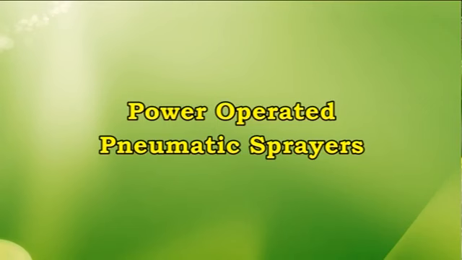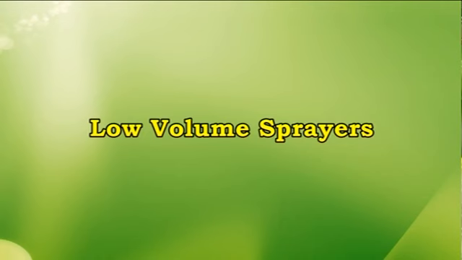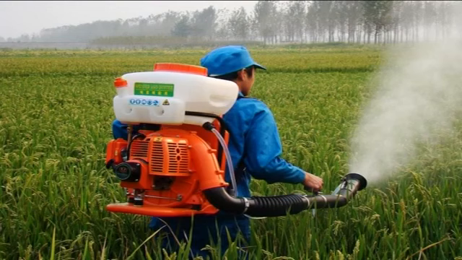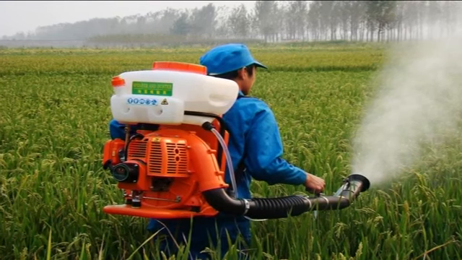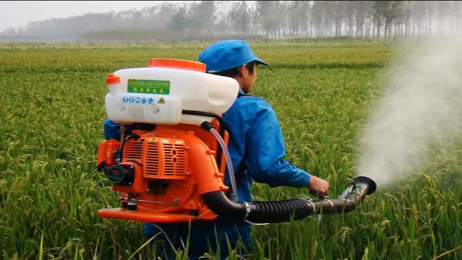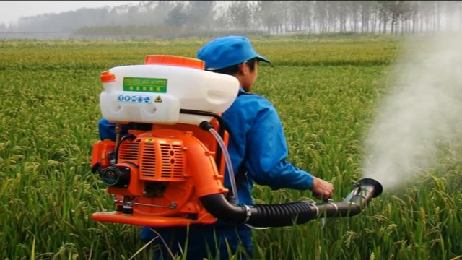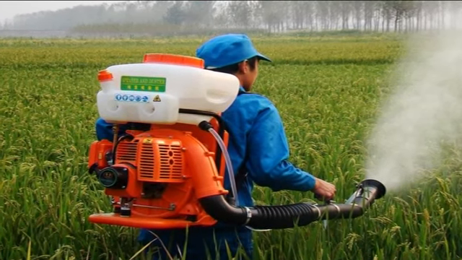Next is power operated pneumatic sprayers. It consists of the following sprayers: portable sprayer and traction sprayer. The second category of sprayer is low volume sprayers. Since in these sprayers the spray fluid is atomized with the help of an air stream at high velocity, they are called mist blowers or power sprayers.